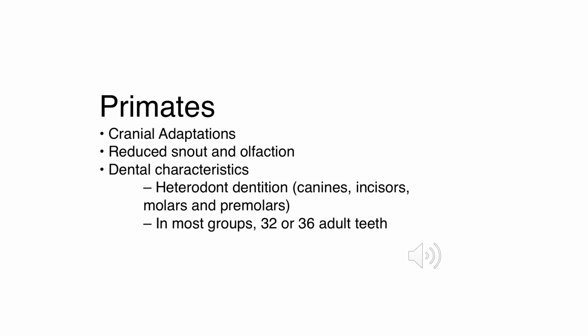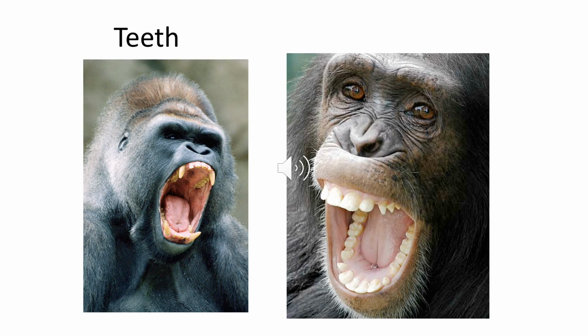Dental characteristics. Now, there is an entire science behind dental characteristics. We don't dive too deeply into it in this course, but just understand that the number of canine incisors, molars, premolars, all have impact in terms of our classification and our characteristics. And in most groups, we're going to have between 32 and 36 adult teeth. And here's a great example of those teeth.